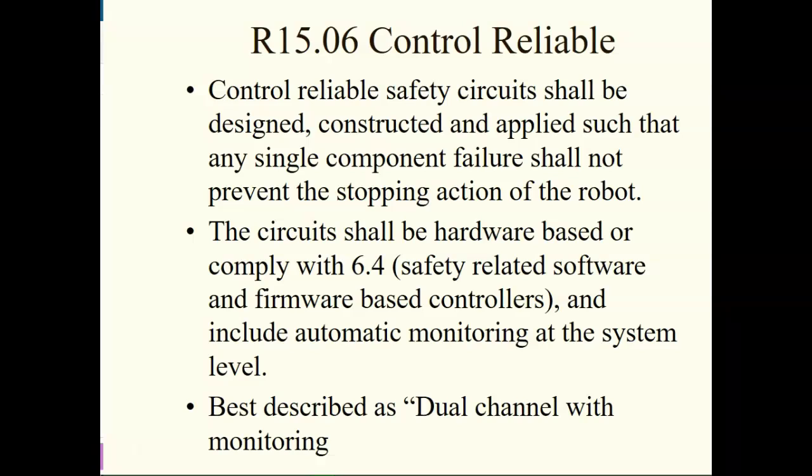So how do you make sure that the way to stop the robot will stop the robot? You build in control reliable circuits. You make it to where they have more than one way to turn the robot off or make it stop doing what it's doing. So if a single component fails, it should not prevent the stopping action of the robot.